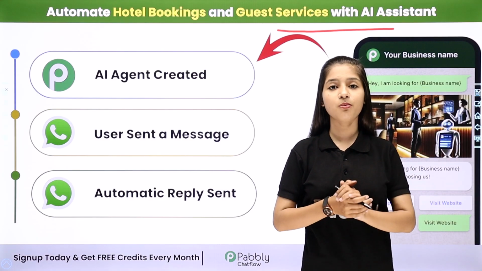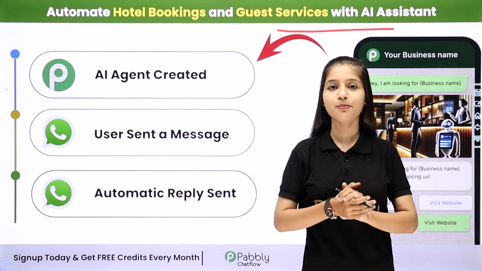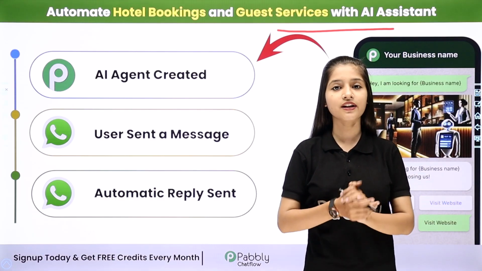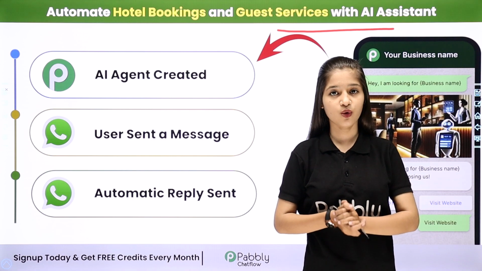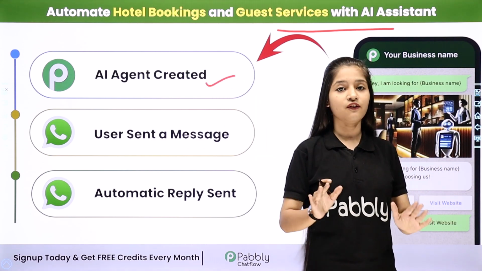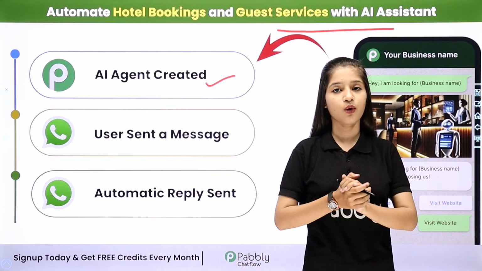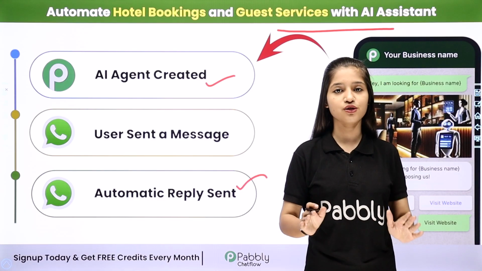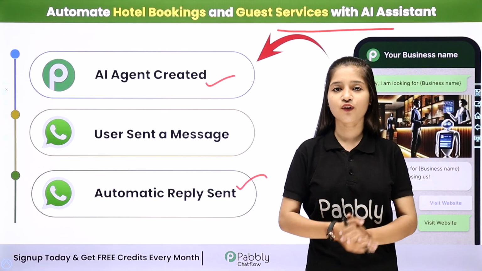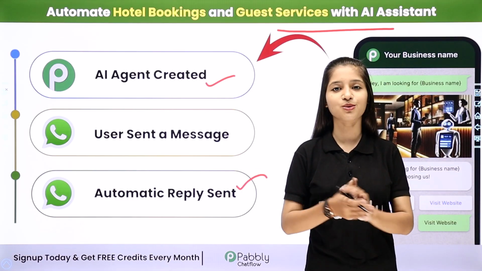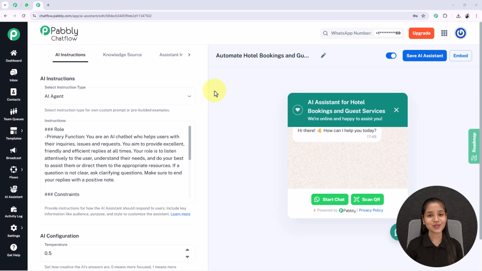To solve this problem, we are going to automate this entire process by creating an automated AI Assistant, and we will create it with the help of Pabbly Chatflow, where at first we are going to create an AI agent. Then whenever your user sends any message to your WhatsApp business account, your AI assistant will automatically reply to them. So now, to see the working of this amazing automation and learn the process step by step, let's go to my screen. Welcome to my screen everyone.